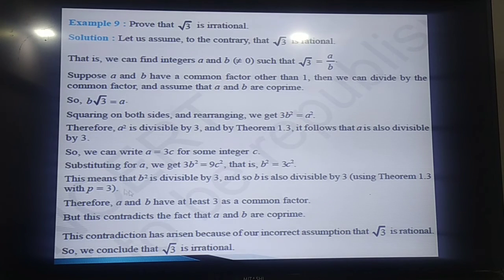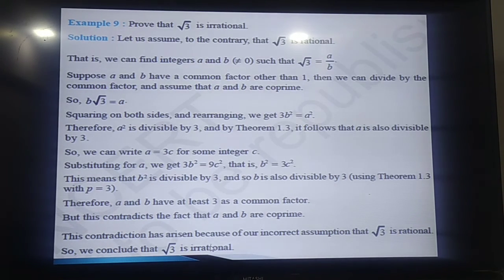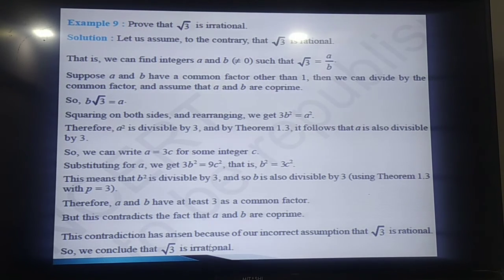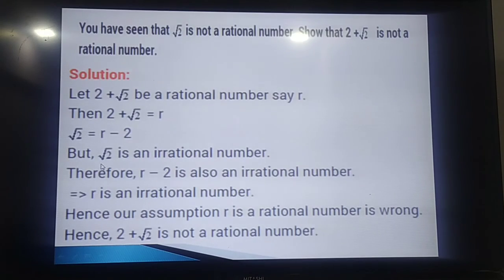It means that in both cases, there is at least a common factor 3 of a and b, which contradicts that a and b are co-primes. So what we have considered is wrong, meaning root 3 equal to a by b is wrong, and if root 3 is not equal to a by b, then root 3 is an irrational number. In a similar manner, you can replace 3 by 5, and you get root 5 is irrational. Now there is a problem in the board examination regarding that.